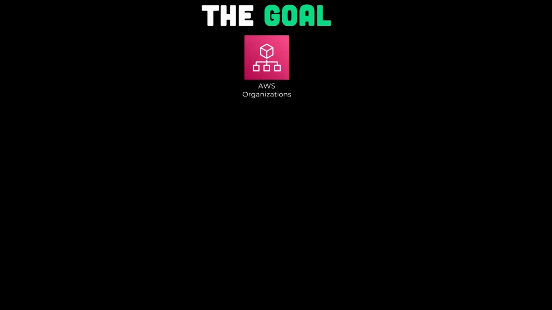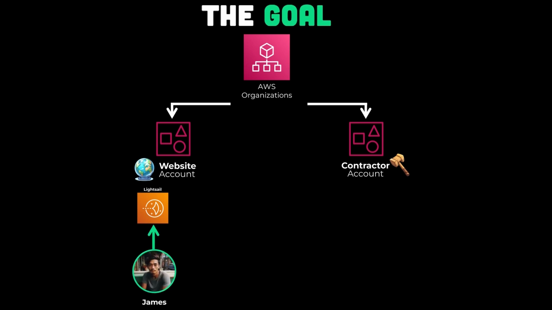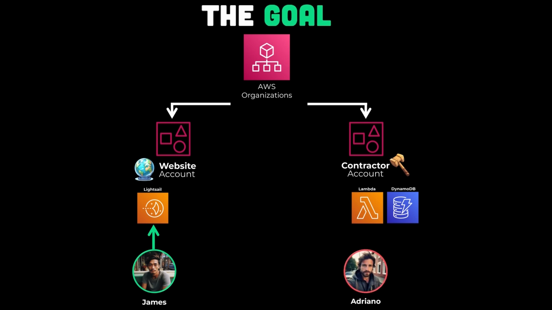At the top, we have our AWS organization with two AWS accounts, the first being for website purposes and the second used by contractors. For my website account, I have a Lightsail instance that hosts my website, and I'd like to give James, my website editor, an account and the right policies to control it. For my contractor account, I typically let users interact with AWS Lambda and DynamoDB. In this case, I like to set up a user account for Adriano that has these two permissions.